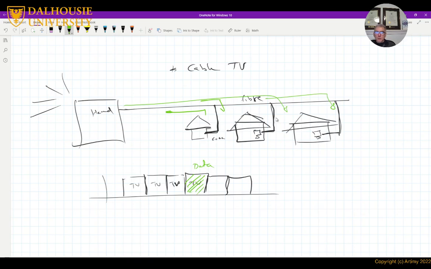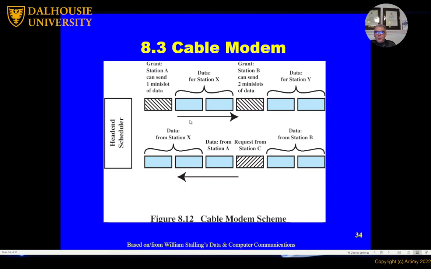Internet or network communication is full duplex, bidirectional. It's not just one way like TV, where you can send and don't receive anything, you just broadcast. But with data communication, you need to have bidirectional. So to solve this problem, the household or the cable modem uses a mechanism where it reserves time slots to send data back.